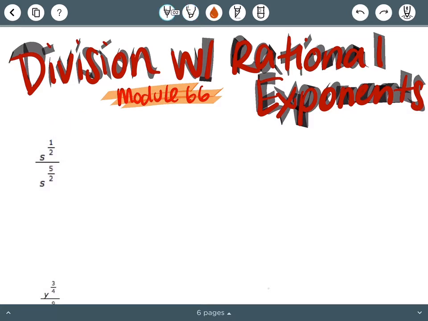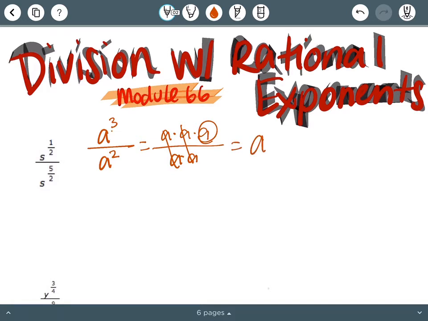What we really need to remember is that if we have something like a to the third over a squared, we learned in class that we would have a times a times a, and then a times a, and we'd cancel some things out and see what's left. That's the understanding that we have. We also know that we can shortcut that by saying we have a to the 3 minus the 2. So 3 minus 2 gives us what's left over, a to the 1. We know that.